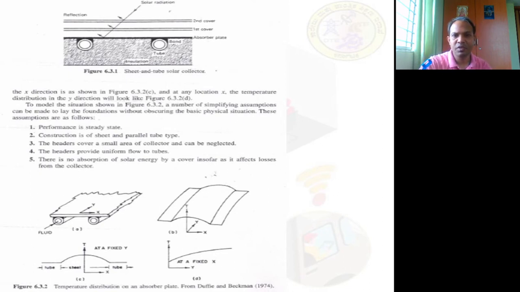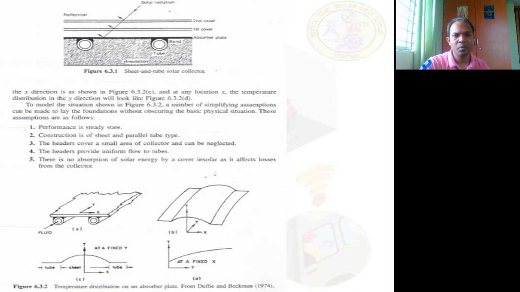These are the two tubes for the assumptions. This is the reflection which is taking place, and the solar radiation which is falling on the wall. We have a first cover and a second cover, and we have an absorber plate, and there is a bond, and this is an insulation. Sheet and tube solar collectors. The x direction is as shown in the figure. In the bottom figure, this is what it tells us in the x direction, and this is the y direction shown over here. The temperature distribution in the y direction is given by this figure, the D figure.